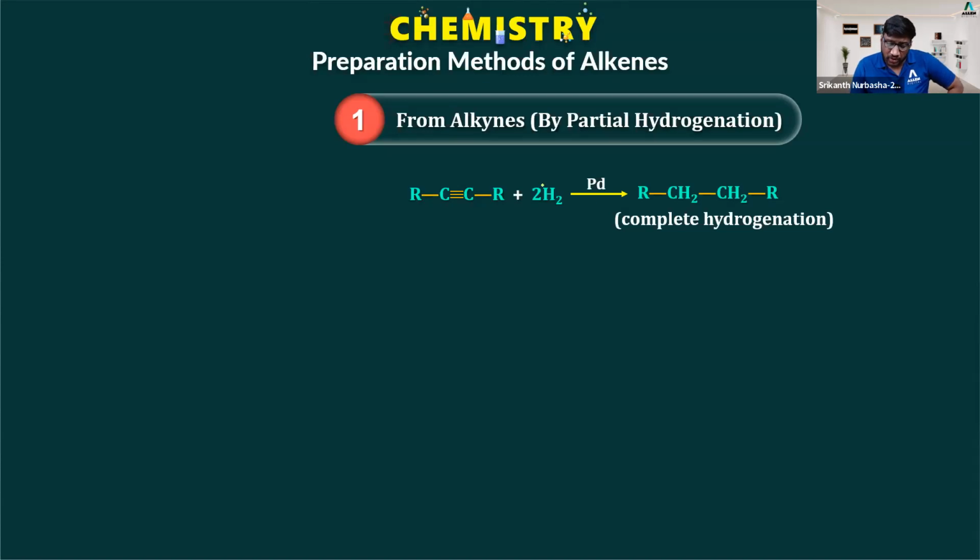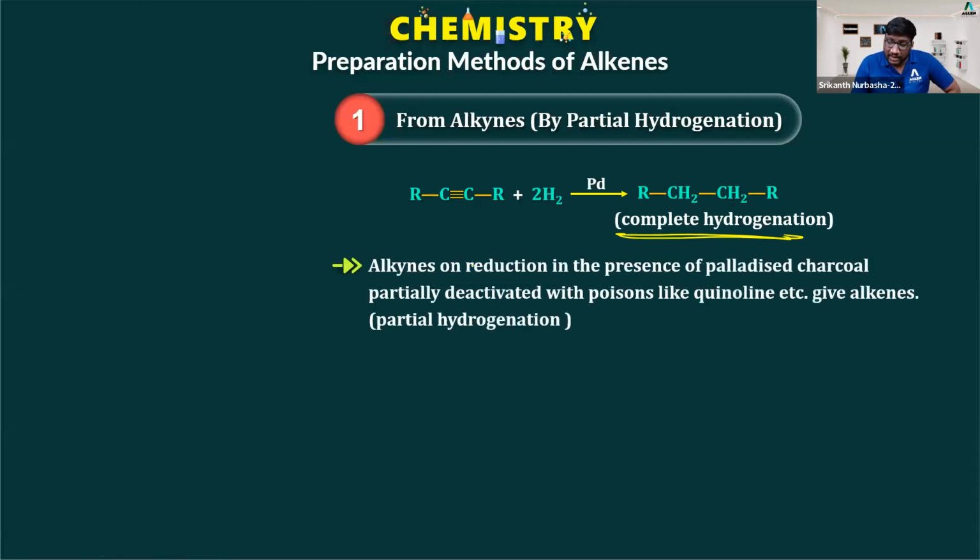So that is one point, students. Complete hydrogenation will produce alkanes, but we require alkenes. Alkynes on reduction in the presence of palladized charcoal, partially deactivated with poisons like quinoline, etc., give alkenes. It is nothing but partial hydrogenation. We have seen one term here known as poison. What are poisons?